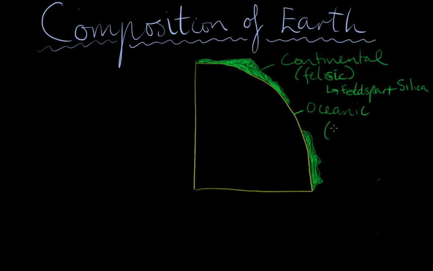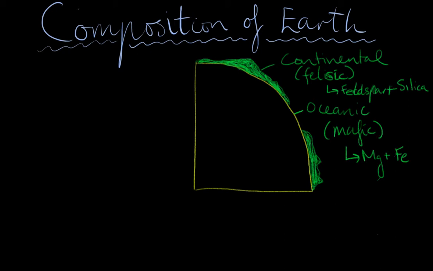Oceanic, on the other hand, is mafic. Now, mafic means it is rich in magnesium and iron. So these rocks tend to be fairly dark colored. So you have your two different types of crust, your continental and your oceanic. Your continental is felsic, which means it's rich in feldspar and silica, and your oceanic is mafic, and it's rich in magnesium and iron.